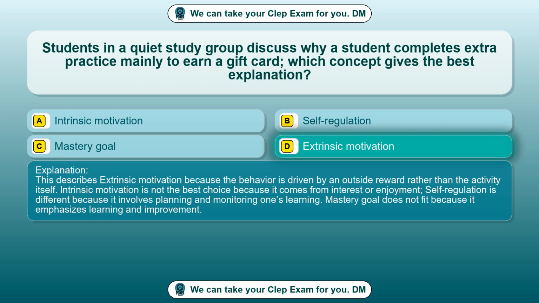This describes extrinsic motivation because the behavior is driven by an outside reward rather than the activity itself. Intrinsic motivation is not the best choice because it comes from interest or enjoyment. Self-regulation is different because it involves planning and monitoring one's learning. Mastery goal does not fit because it emphasizes learning and improvement.